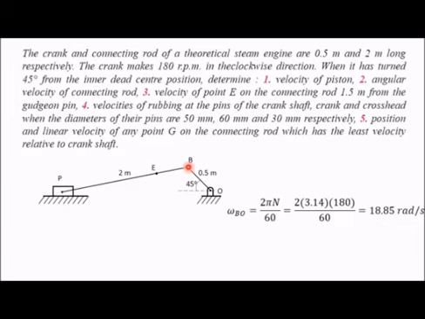So the velocity of B with respect to O, or absolute velocity of B, can be calculated. V is equal to R omega. So VB is equal to omega into R, the radius of this crank, which is 0.5 meter, and omega you have calculated as 18.85. From this you get velocity of B as 9.4 meter per second, and the direction of this velocity will be perpendicular to OB, in this direction.